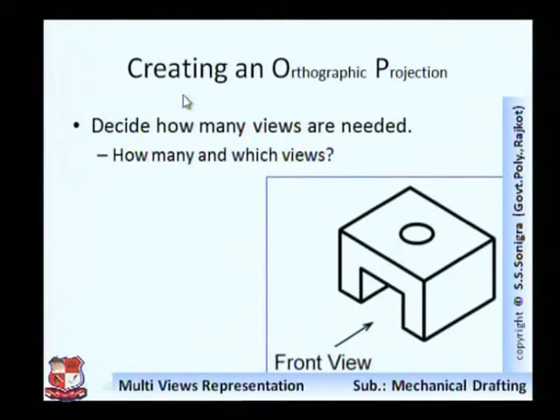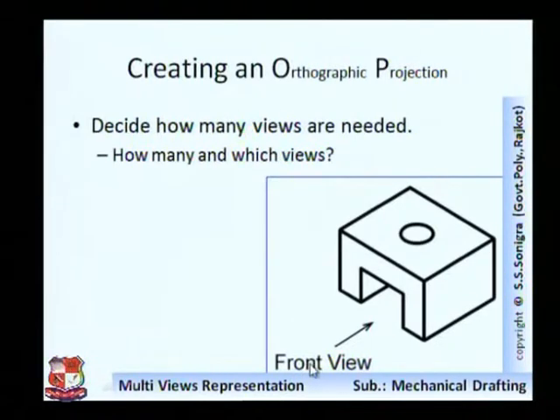Now, creating an orthographic projection for this object. Let me take one exercise. Decide how many views are needed to represent this object. So this is an object. How many and which views are necessary to represent the object?